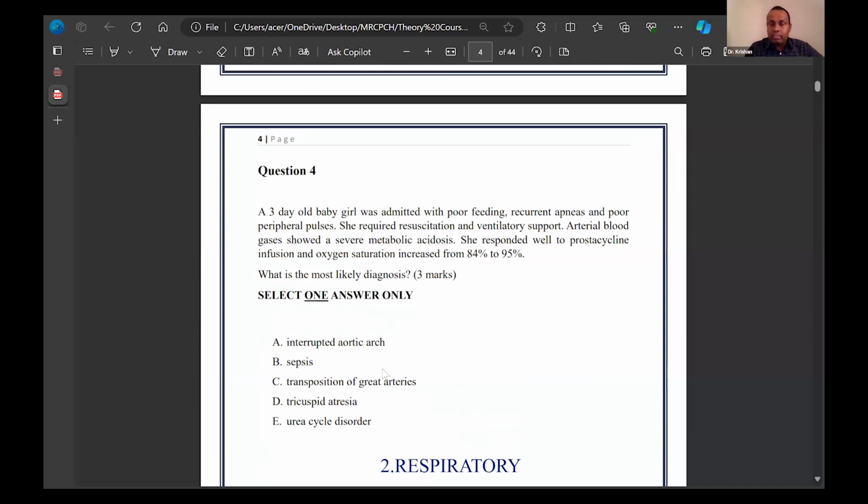A 3-day-old girl was admitted with poor feeding, recurrent apneas, and poor peripheral pulse. She required resuscitation and ventilatory support. Arterial blood gas shows severe metabolic acidosis. She responded well to prostaglandin. Saturation increased from 84 to 95. Please try.